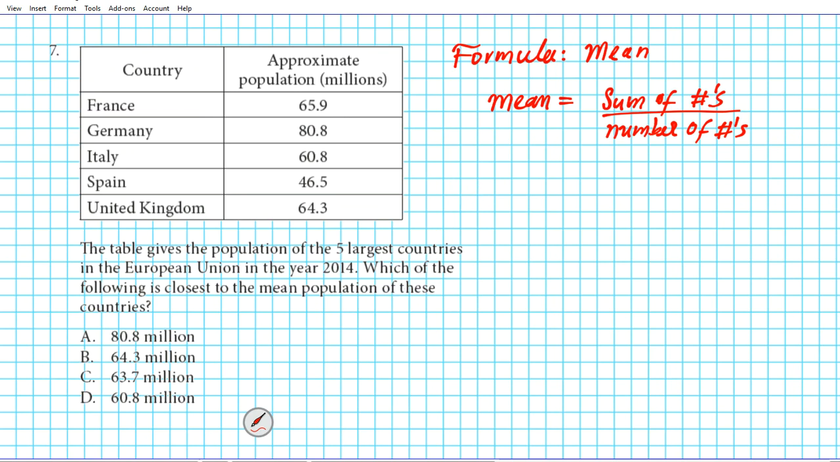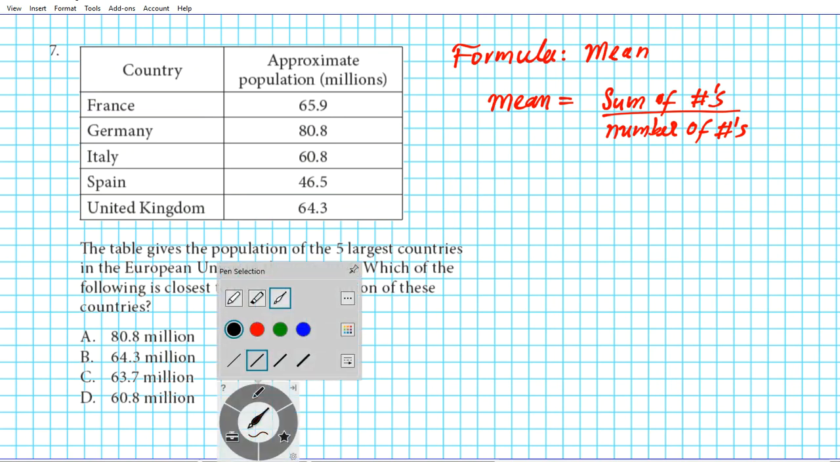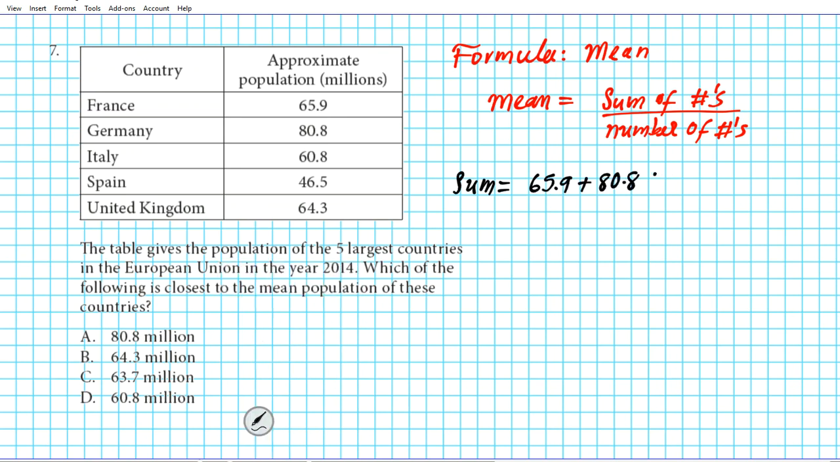Alright, so let's start with the sum. We need to know what the sum is first. So the sum is going to be 65.9 plus 80.8 plus 60.8 plus 46.5 plus 64.3. Okay, so let's assume that we don't have the luxury of using a calculator here. What we'll do is we just basically add them 2 at a time. Okay, so we have 65.9 plus 80.8. Just add it downwards.